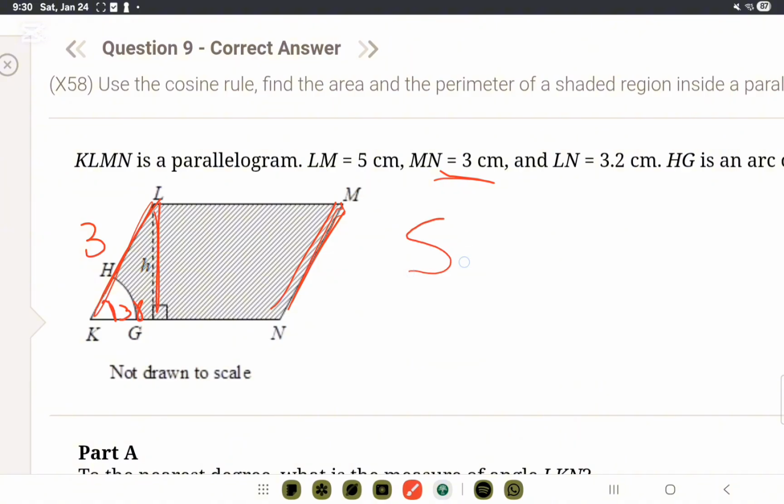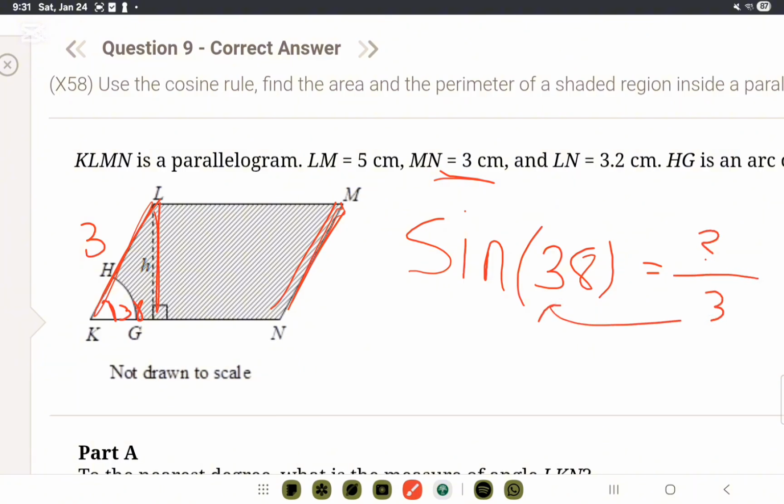So what we use is sine. Sine 38 is equal to the opposite, question mark, over hypotenuse. So you just bring this over here, so it's going to be 3 sine 38, and you get the height is equal to 1.85, just 1.8.